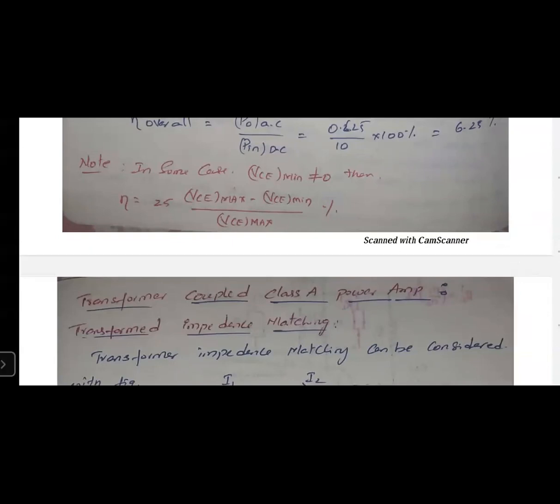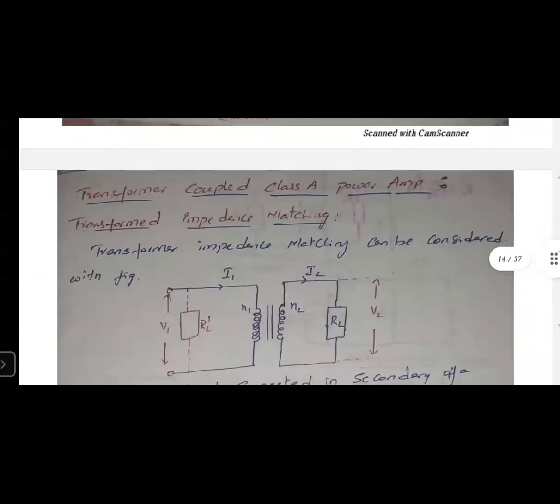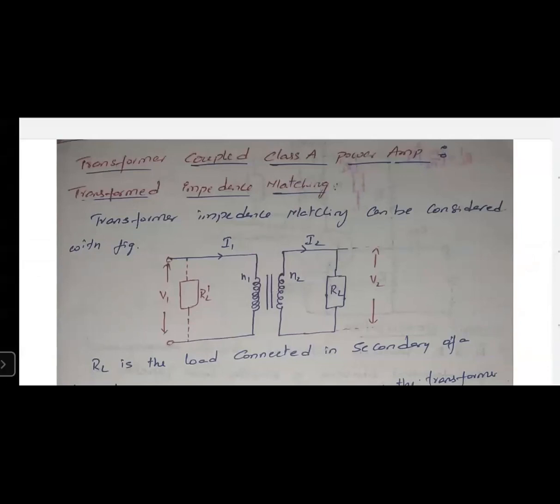Second, we are going to verify the transformer coupled class A power amplifier. Here we are using a transformer for impedance matching. In the class A power amplifier we discussed first, impedance matching is a problem. The output circuit has high impedance, and when it is connected to low impedance loudspeakers, there is an impedance mismatch. To eliminate that, we go for the transformer coupling.